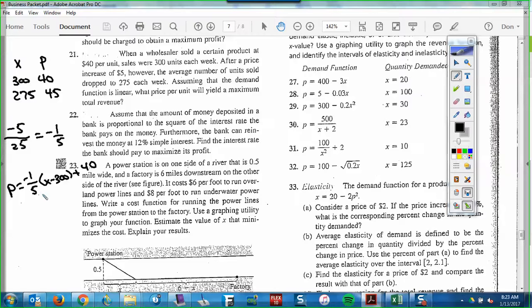You got -5, and then I think you put the wrong things on, because X should be the units. X is the units, and so your price is your Y.